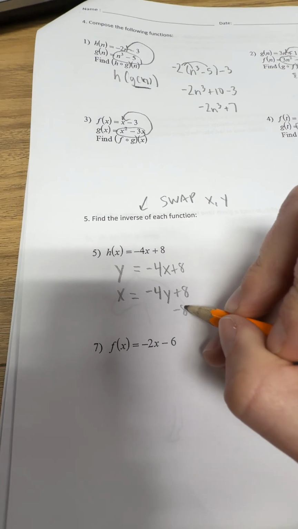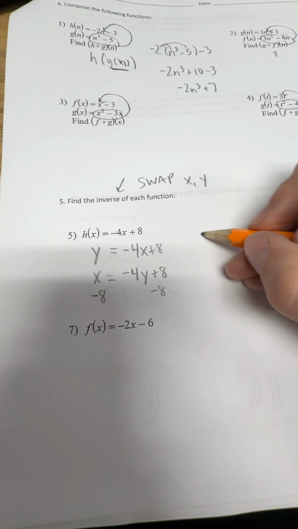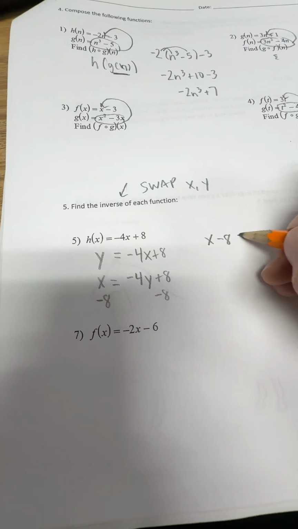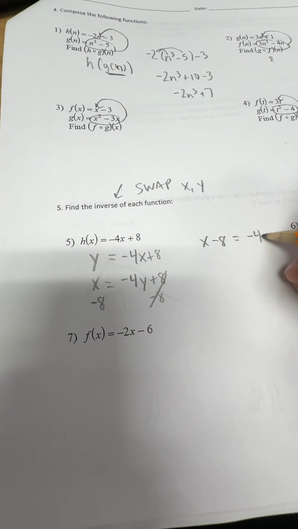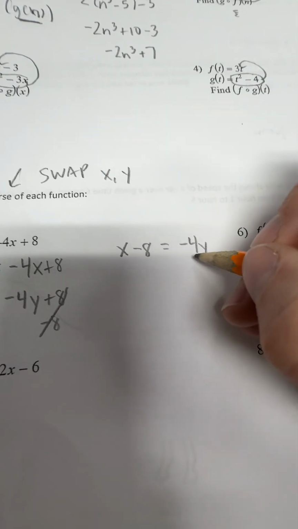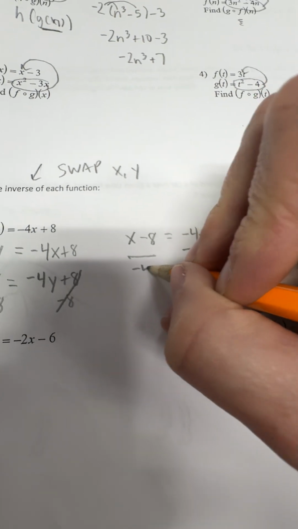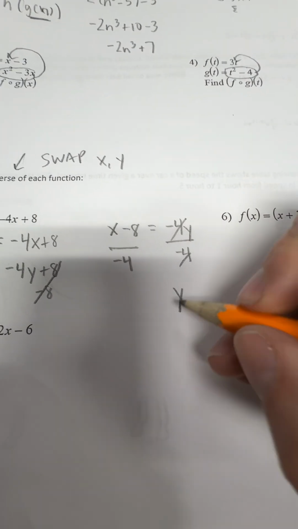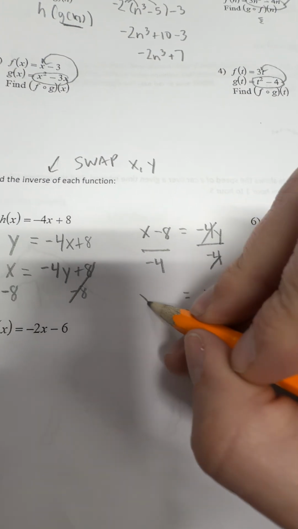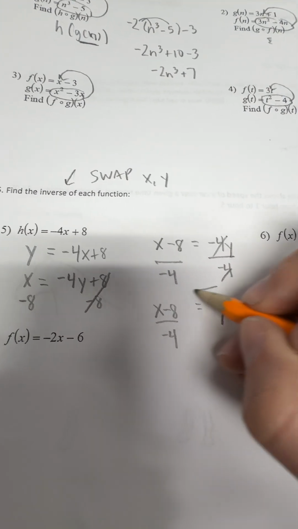Now I'm going to subtract 8 from both sides. That's going to give me an x minus 8. I can't combine them because one's a variable and one's a number. And then that's going to give me -4y. Then I'm going to divide by the -4. Okay, the -4's cancel. And I get y equals x minus 8 over -4, and that's my answer. I've solved for the inverse.